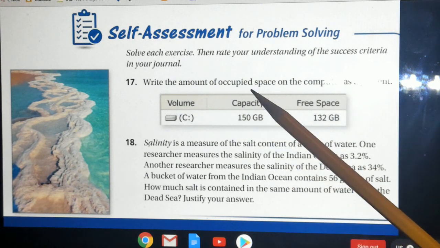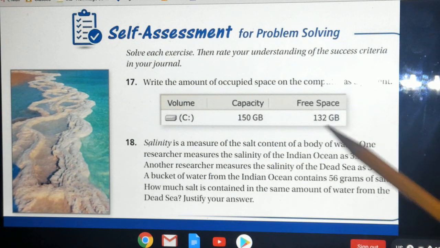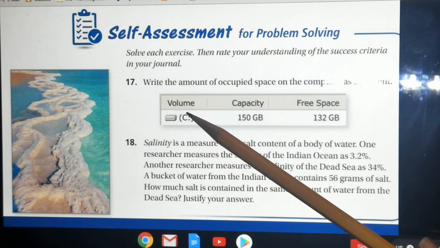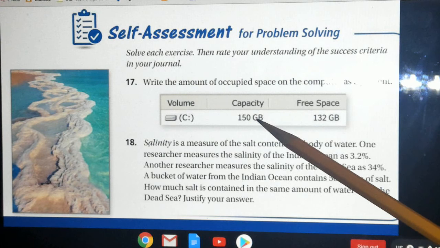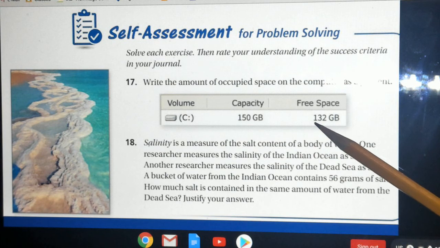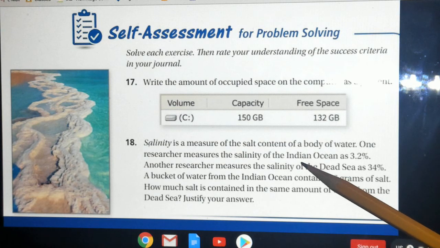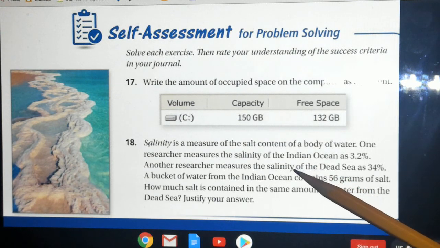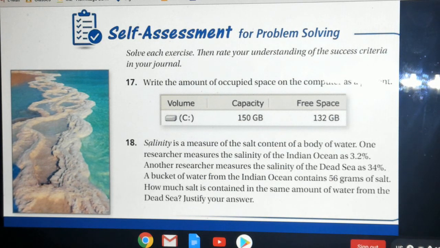It says write the amount of occupied space on the computer as a percent. So what does this mean? Well, this is the name of the hard drive in the computer, which would be C, the C drive. And it can hold 150 gigabytes. And you're actually filling up 132 gigabytes. So take a moment right now, pause the video, and write what you think the fraction would be if you filled up 132 out of 150 gigabytes.